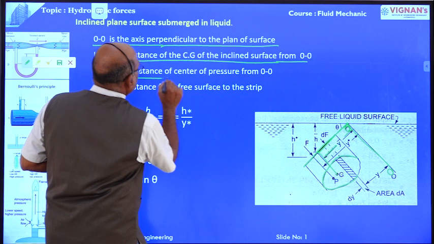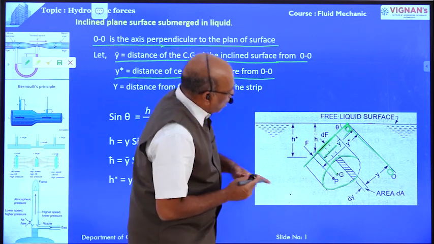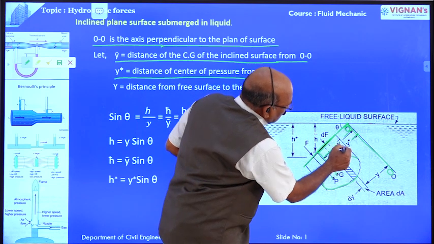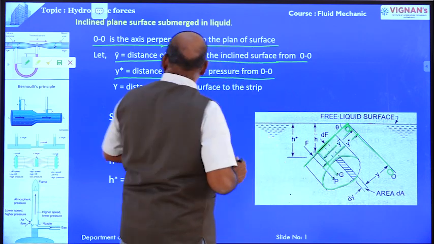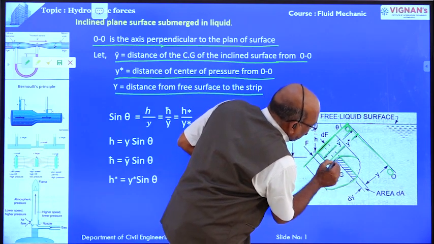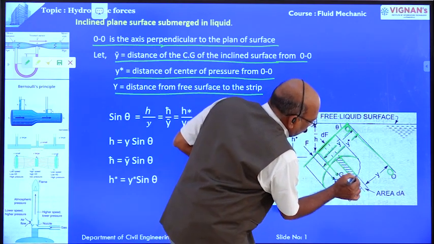Next, y star is the distance of the center of pressure from O-O. This is y star. Next one, y is the distance from O-O to the strip. As in the earlier case, we are going to take one small strip.